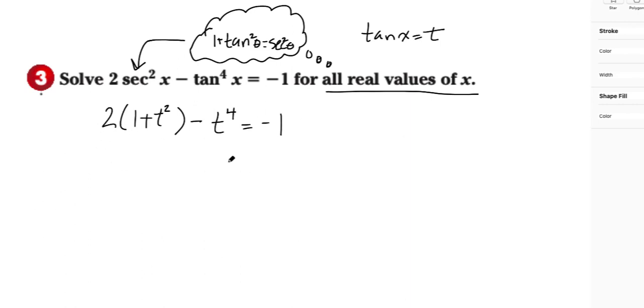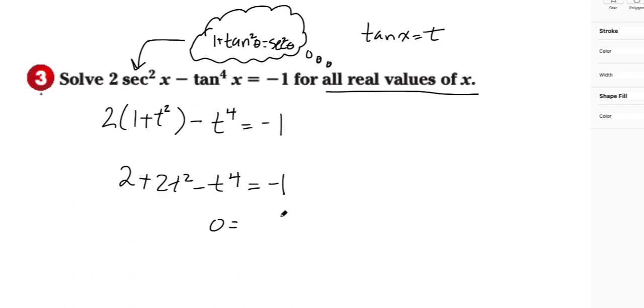So now that we've changed this to all one variable, or all one function, we're going to see if we can treat it like our algebra joy that we like to do. So I have 2 plus 2t squared minus t to the 4th power equals -1. And as I'm looking at this, I'm like, man, this looks like a quadratic in disguise. You see how this has the fourth power, the second power, and then the 0 power. It has that vibe.